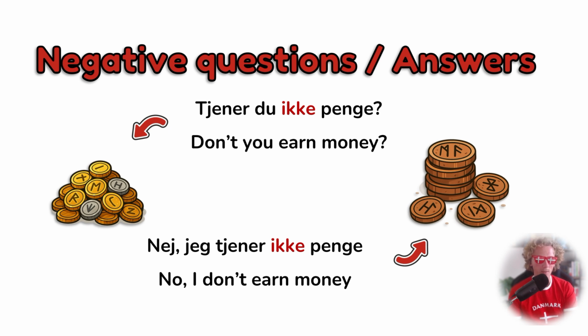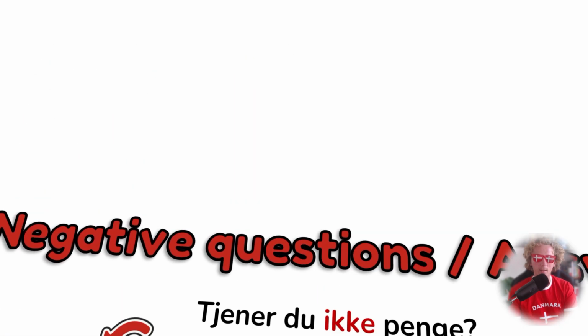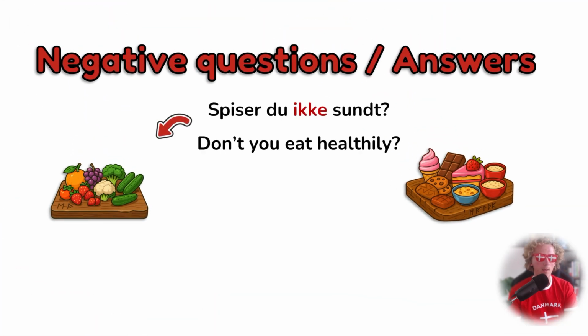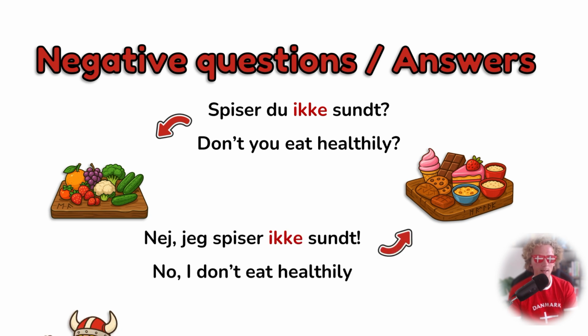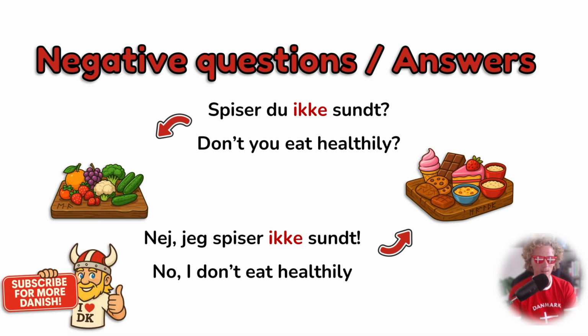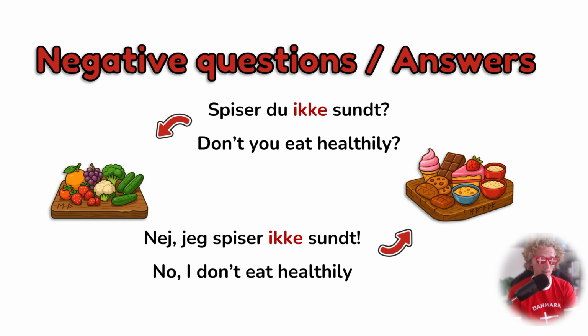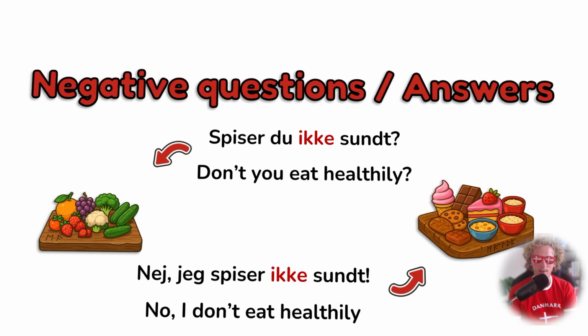No, I don't earn money. And we start the sentence with nej, just as in English we start the sentence with no. Let's take another example here. Spiser du ikke sundt? Don't you eat healthily? Nej, jeg spiser ikke sundt. No, I don't eat healthily. Again, in the question, we start with the verb, come to the subject, and then we have the negation, ikke, after the subject. And in the answer, again standard, we start with nej, as in English with no, and then we have ikke following the verb in the sentence.